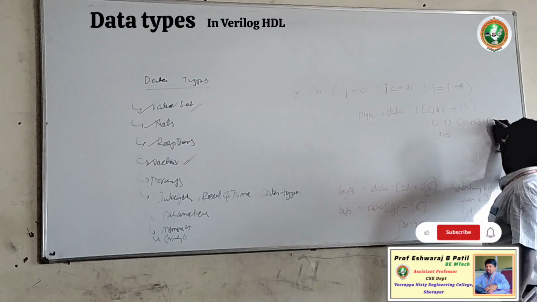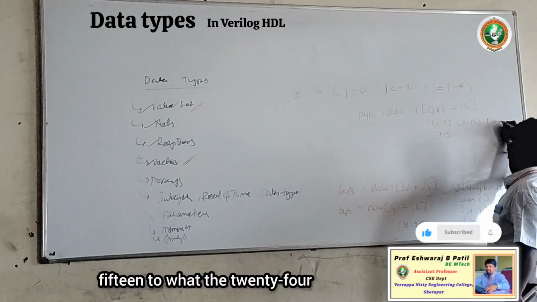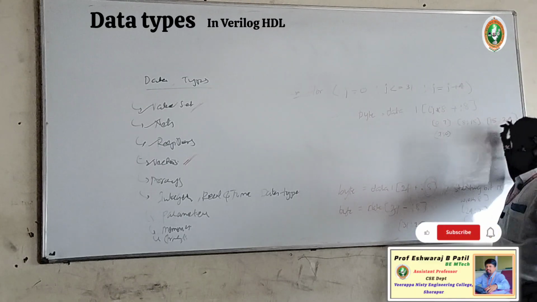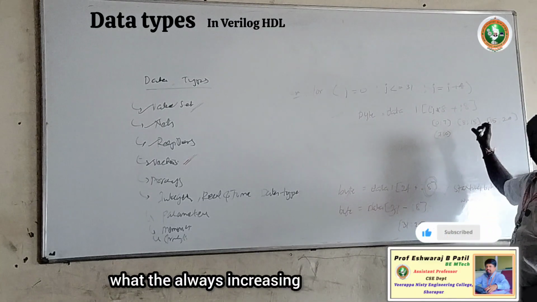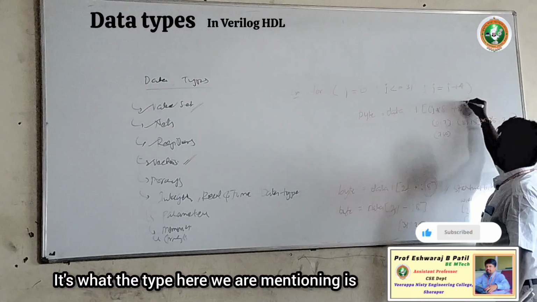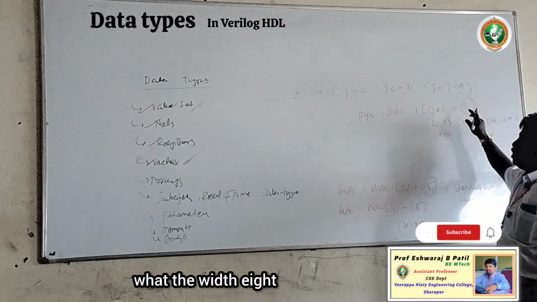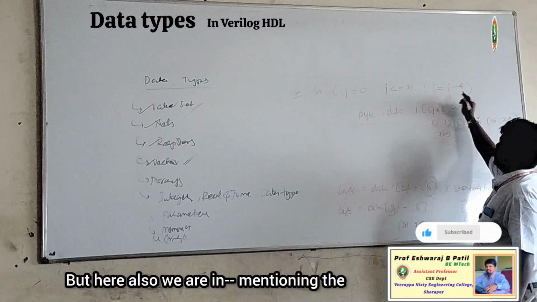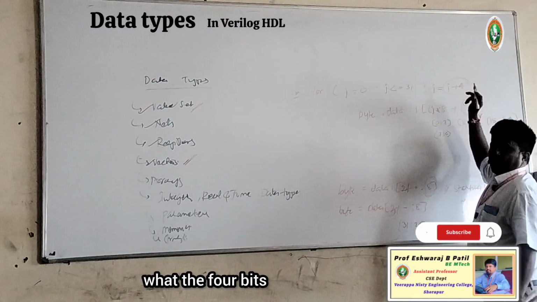Next is 15 raised to 24. Like this, the width is always increasing by 8 only. The type we are mentioning here is width 8. But here also we are mentioning that the increment is always with 4 bits.